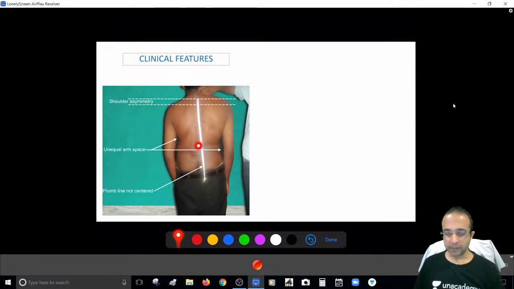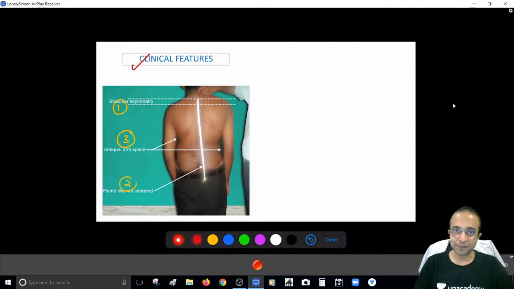Now, if there is a spinal deformity, this plumb line, we call this a plumb line, a vertical line dropped from the center, would not be crossing through the natal cleft. The shoulders would not be at a symmetrical level. These arm spaces would be unequal. So when we find a shoulder asymmetry, a plumb line that is not central, and arm spaces that are unequal, that is where we doubt that this patient would be having scoliosis. So I hope you are pretty much clear with the clinical features.